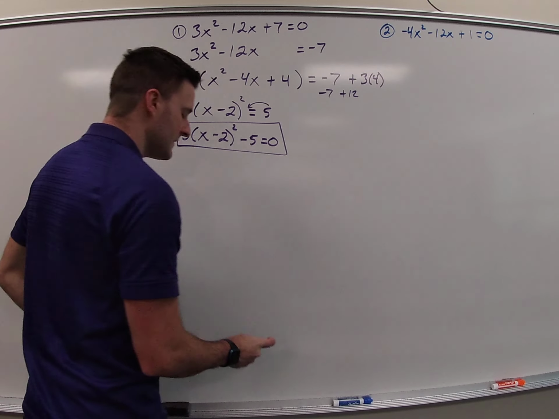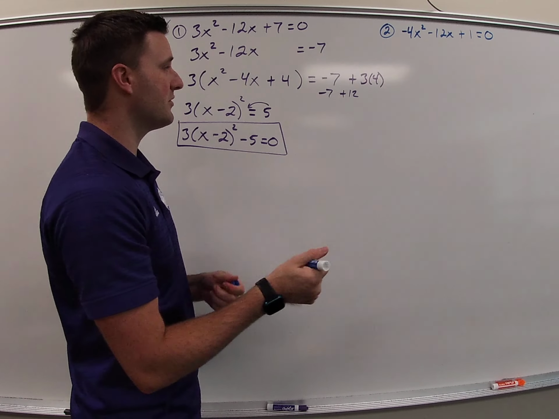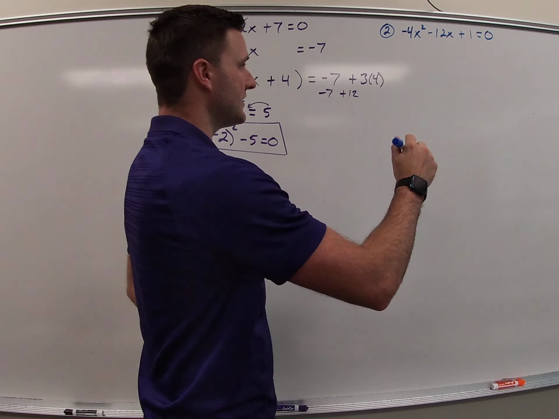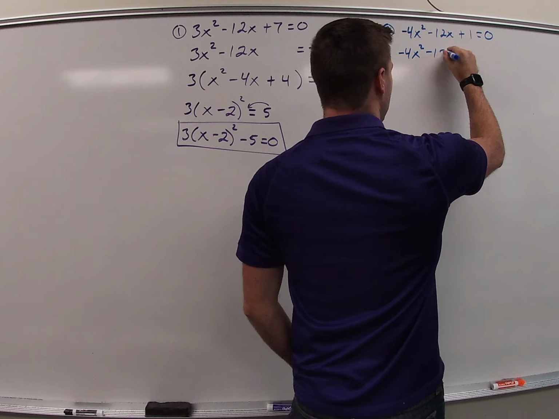Let's do that one more time. Number 2, what happens if a is negative? You're going to have to factor that negative out. So remember the first step, move c to the other side of the equal sign and leave that space. So I have a -4x squared minus 12x.